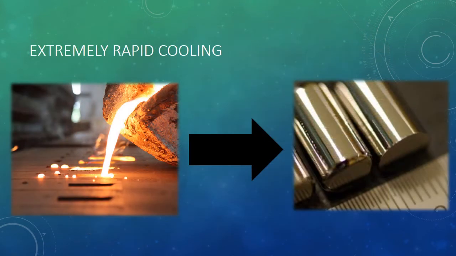The production of amorphous metals is very complex, and there are four main methods for production. We will speak about every one of these methods. The first method of production is the extremely rapid cooling method.